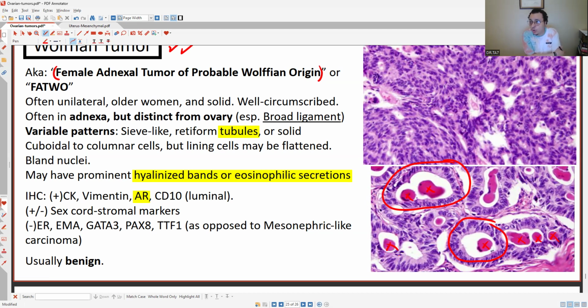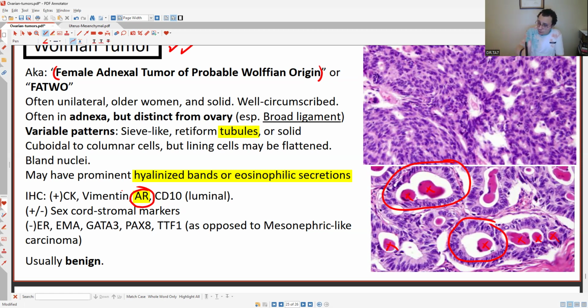I said that the Wolffian is of male origin. It's a male duct or a male tube, the Wolffian duct. So you stain for androgen receptor. Please remember that this is androgen receptor positive, because it's kind of a male lineage, so it makes sense. It's also CK and vimentin positive. However, CK and vimentin might be positive in a lot of stuff.